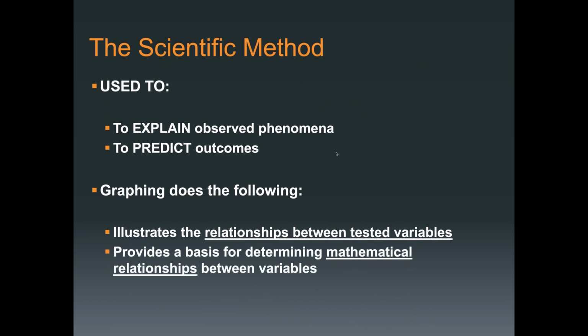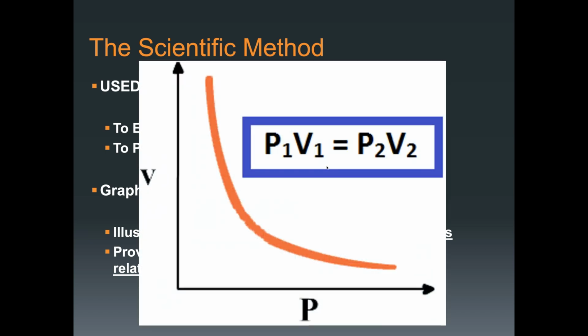It provides a basis for determining mathematical relationships between variables. For example, if it's a linear relationship, you know that as one thing goes up, the other thing goes up, and the slope determines how much it goes up by. In this particular example, this graph tells us that as we increase the pressure, the volume decreases, so we can make predictions about gas behavior based on this.